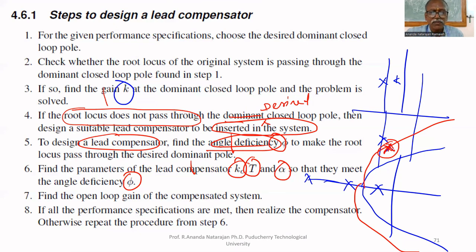Finally, find the open loop gain K at the desired location of the pole. Check again. If it gives the desired performance, that's all. If it doesn't, then again, steps 6 to 8, again and again, you have to modify so that you will get the desired location of poles.